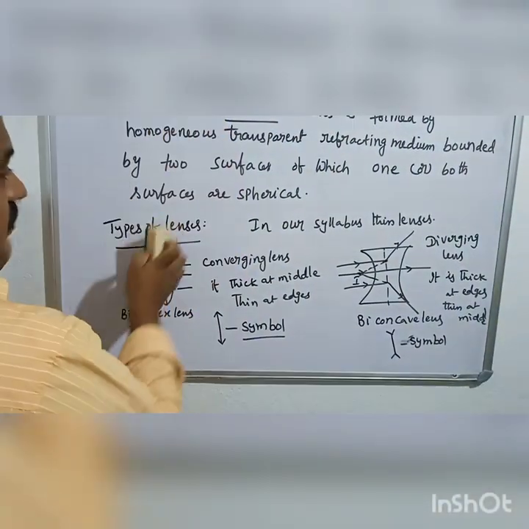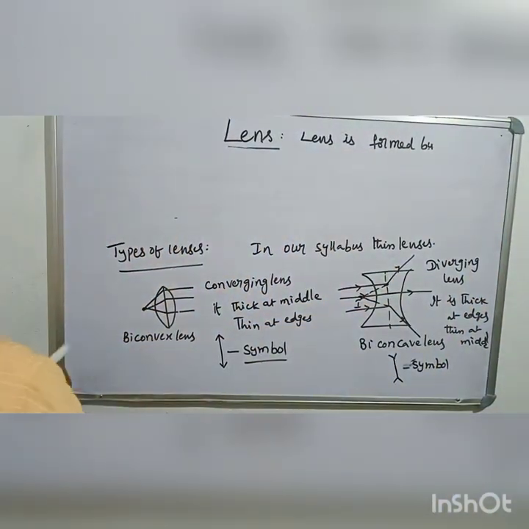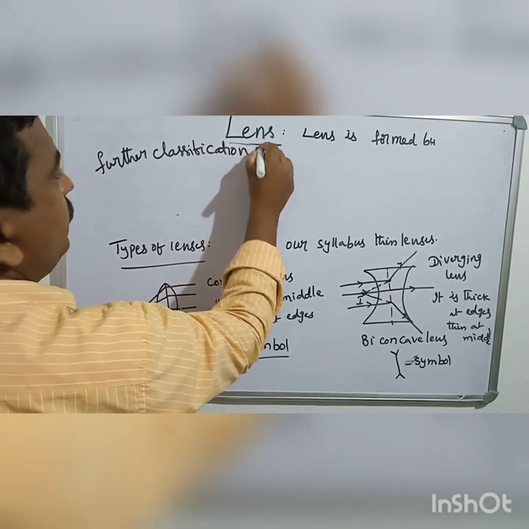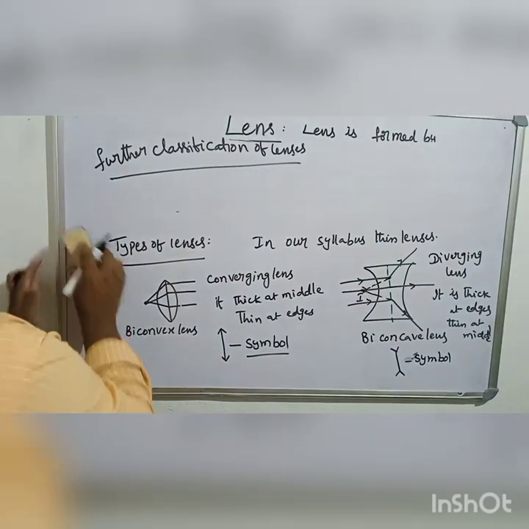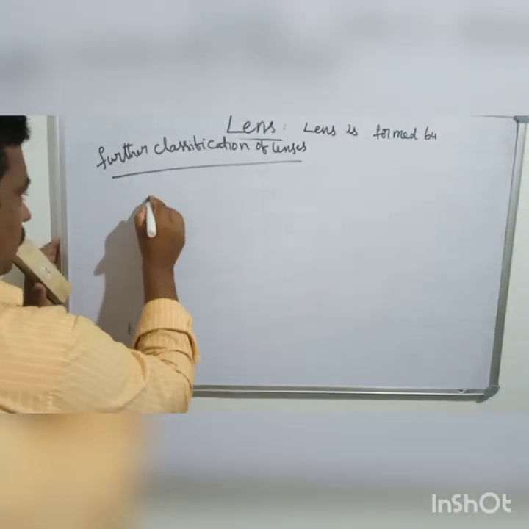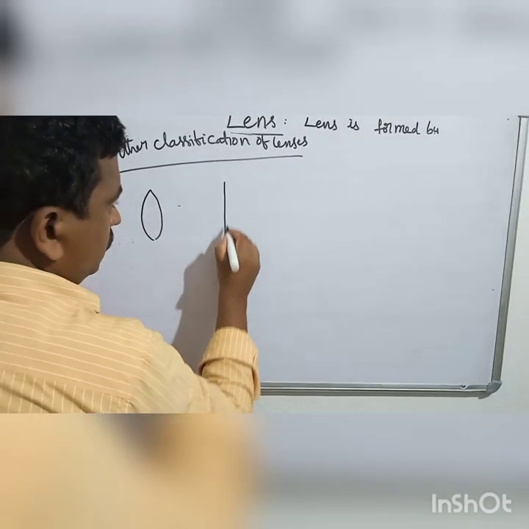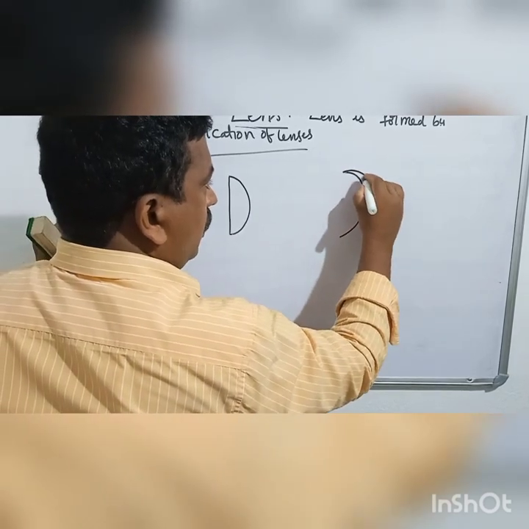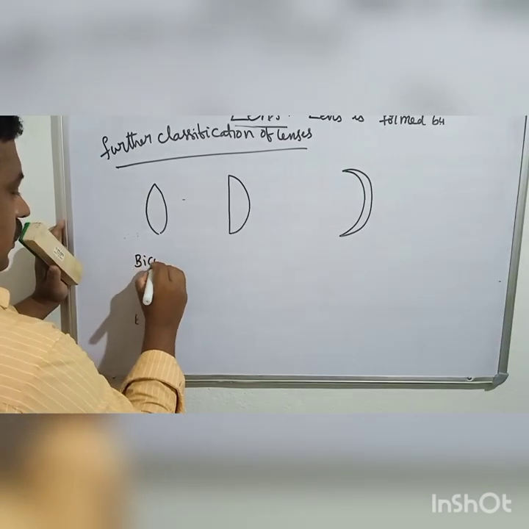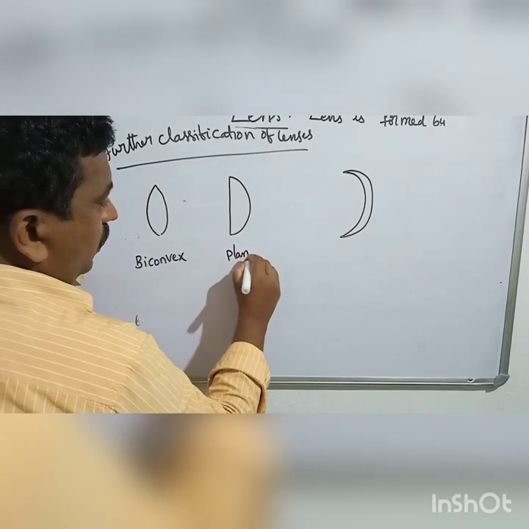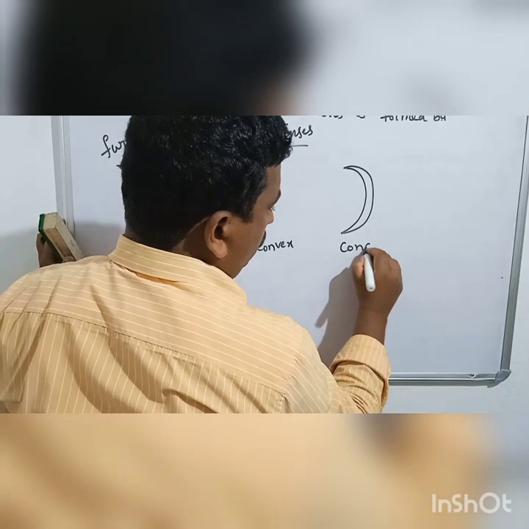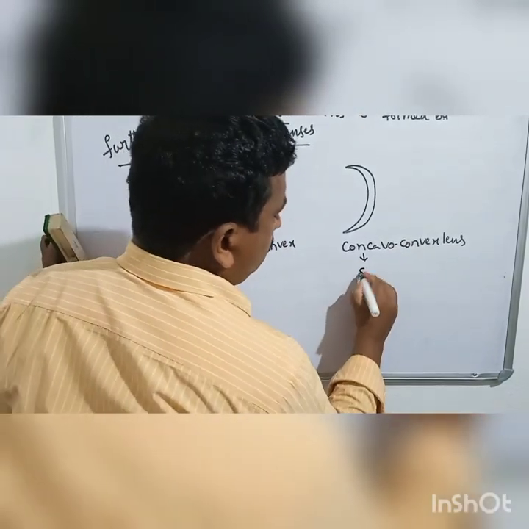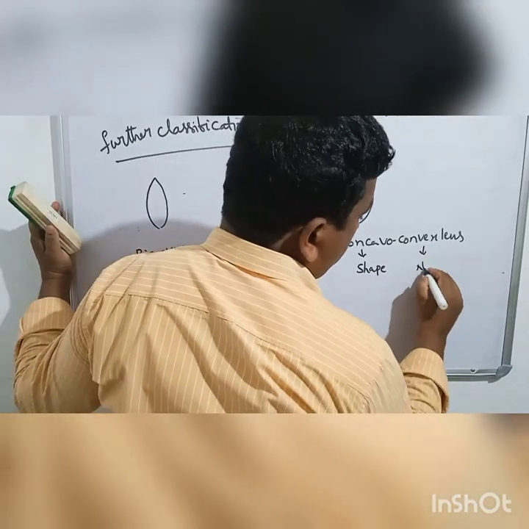Next, we will discuss the further classification of lenses. What is the further classification? This is biconvex, this is plano convex, this is concavo convex lens. The first word represents the shape and the second represents the nature of the lens.